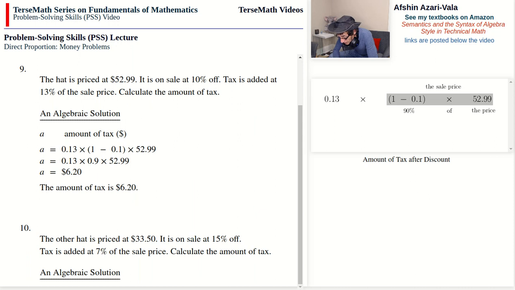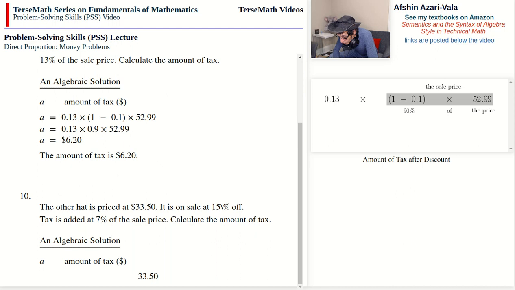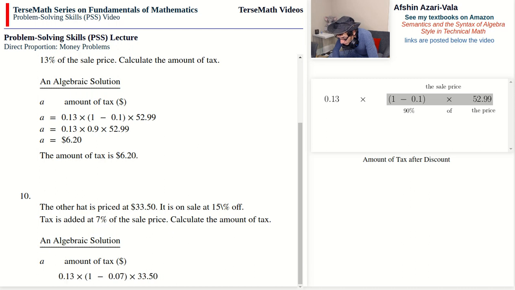So an algebraic solution, A is the amount of tax in dollars, and we start with the price, $33.50. Because it's 15% off, we multiply by 1 minus, it should have been 1 minus 0.15. Let's correct that. There we go. So you pay 85% of the price. And then I guess it's going to come back, so I'm going to change it. Let me put the whole equation down and fix it then. Okay, so this is 0.15.